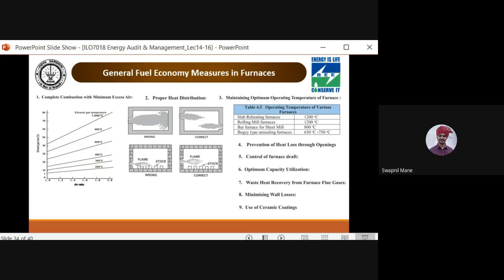So the fifth point will be control of furnace draft. What is the meaning of this? Same thing. If negative pressure exists in the furnace, air infiltration is liable to occur through the cracks and openings, thereby affecting the air fuel ratio control.